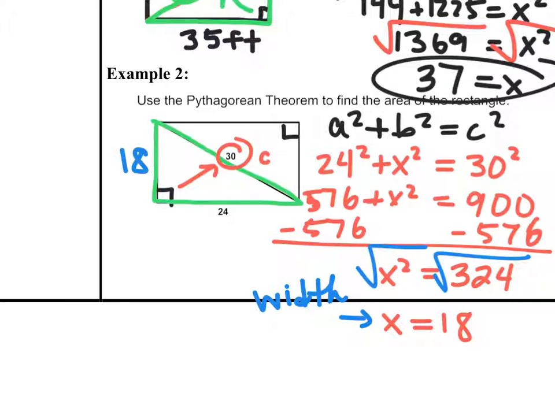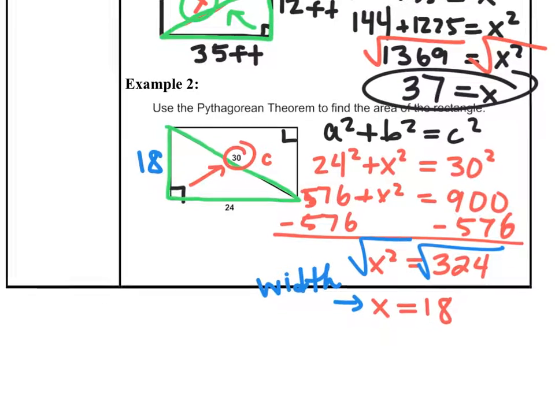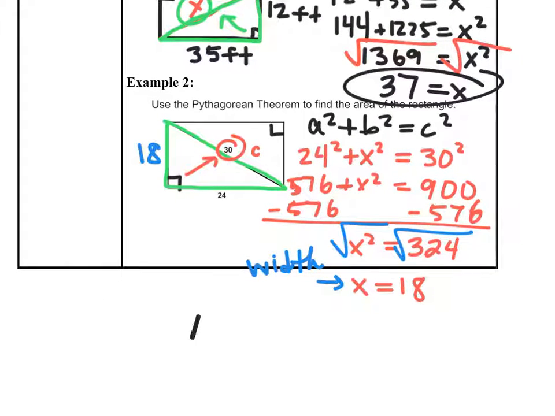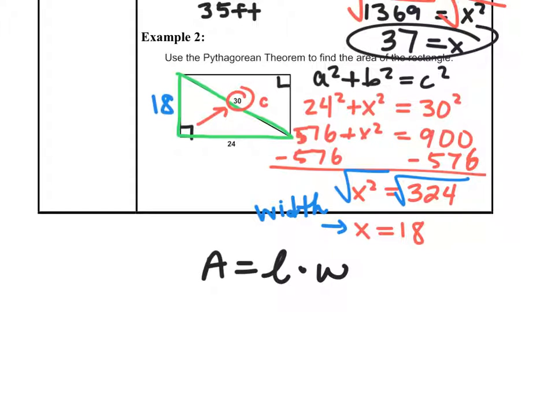The last thing we need to do, it says find the area. Area is length times width. Alice, what's my length and what's my width? What was the question? I need my length and width. What are those two numbers? 24 and 18. So area is 24 times 18. The length is 24. The width is 18.